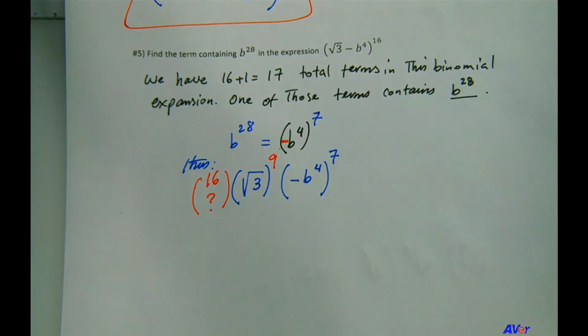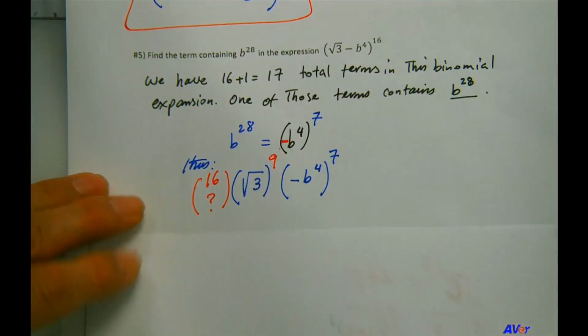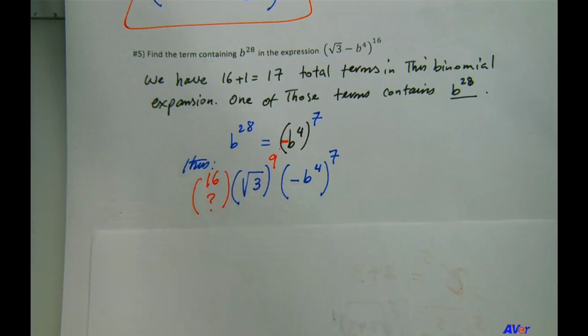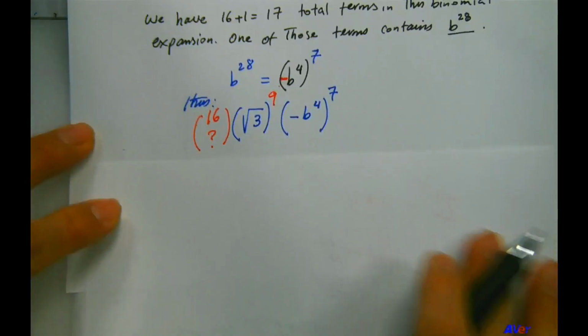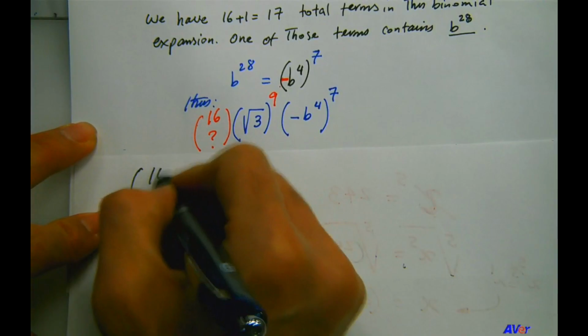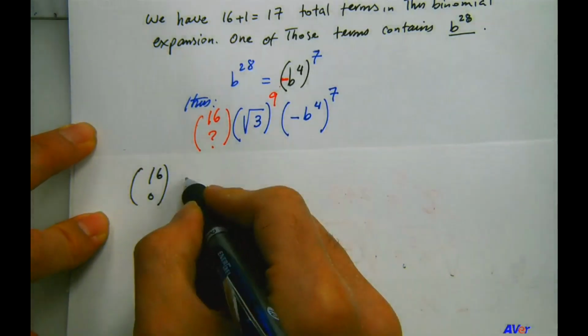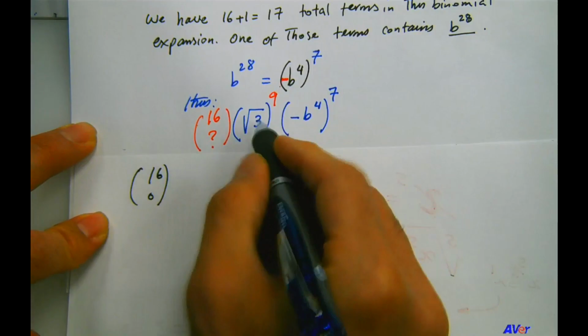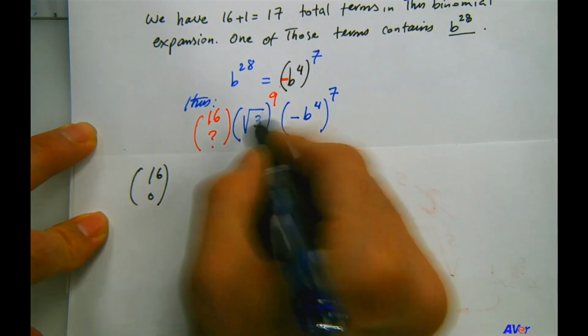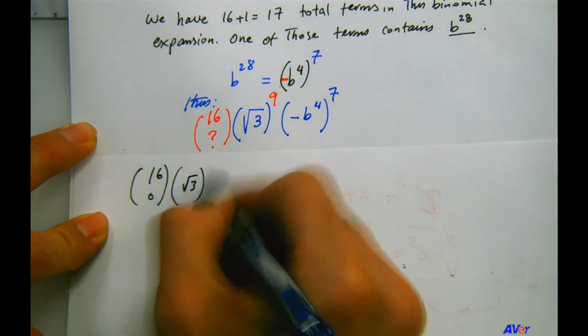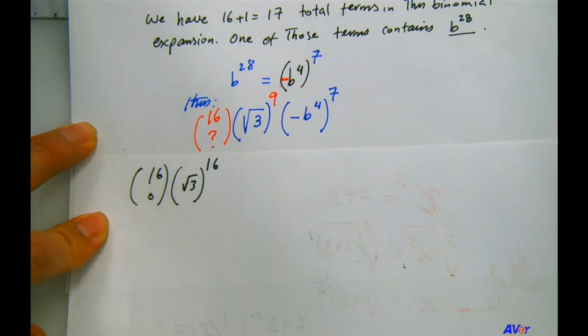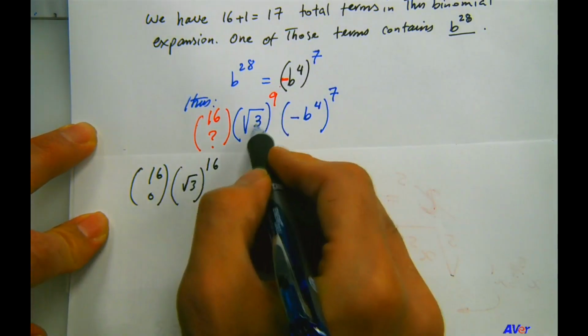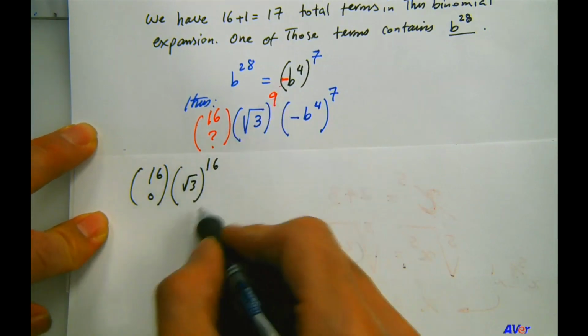We start from this. I can write it on the scratch paper. We can do a quick investigation of that, and we'll be done with it very quickly, right? So we start with 16 choose 0, right? That's the first term. But that would be for square root of 3 to the 16th power. We don't want that. We want the one where square root of 3 is to the 9th power, right?